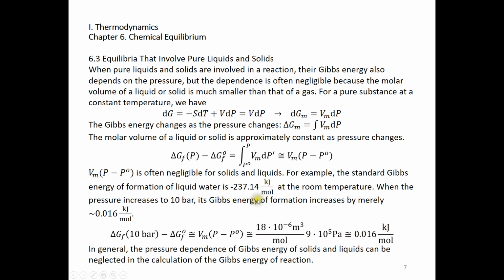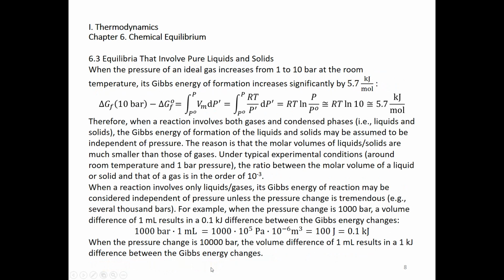So now let's look at this number. This is the standard Gibbs energy of formation of water under 1 bar pressure. If we increase the pressure to 10 bars, this number will be changed by how much? By only 0.016, essentially no change. In general, the pressure dependence of Gibbs energy of solids and liquids can be simply neglected. When the pressure of an ideal gas increases from 1 bar to 10 bars at room temperature, however, its Gibbs energy changes significantly by 5.7 kilojoule per mole.